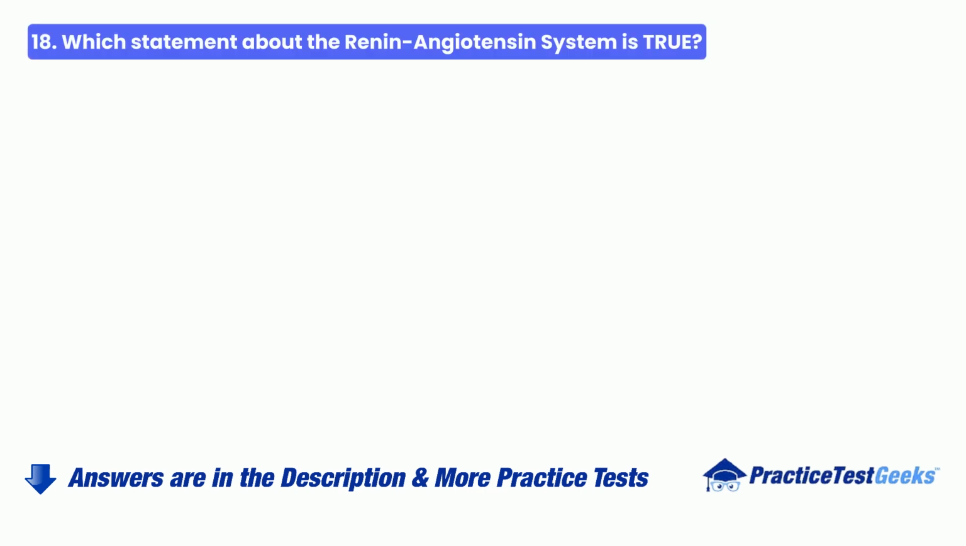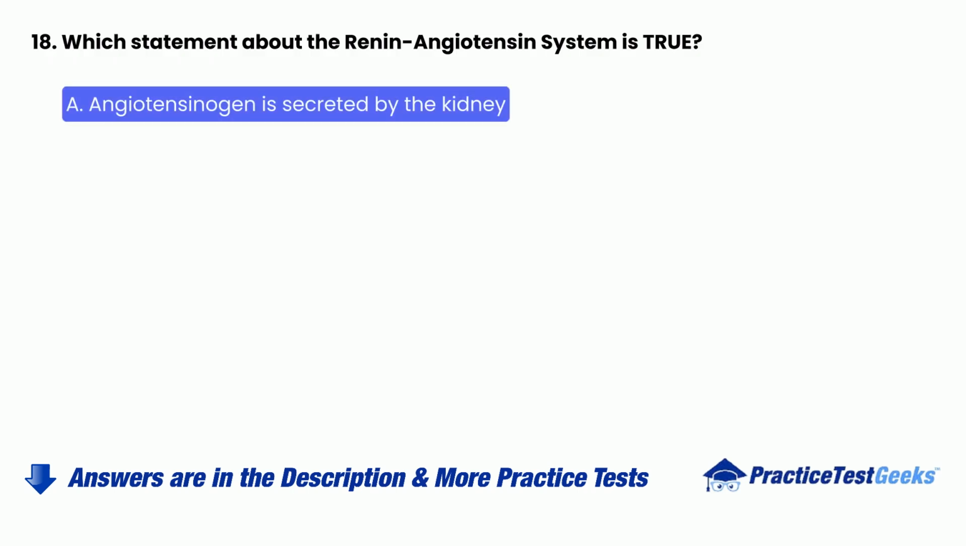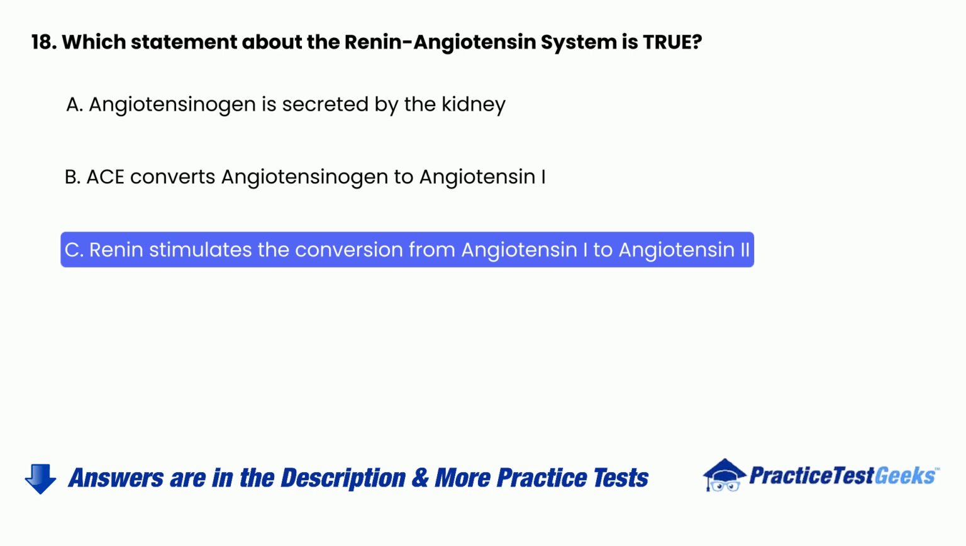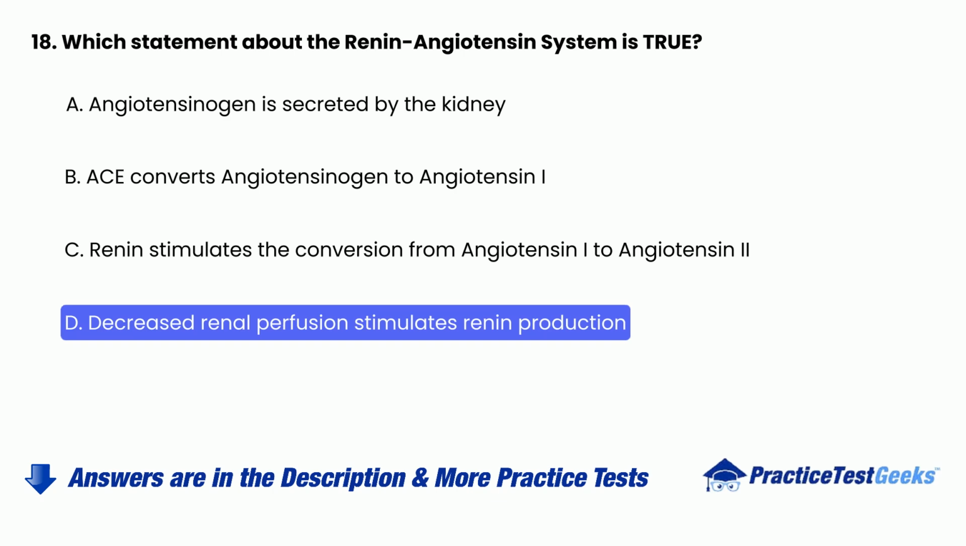Which statement about the renin-angiotensin system is true? A. Angiotensinogen is secreted by the kidney. B. ACE converts angiotensinogen to angiotensin 1. C. Renin stimulates the conversion from angiotensin 1 to angiotensin 2. D. Decreased renal perfusion stimulates renin production.